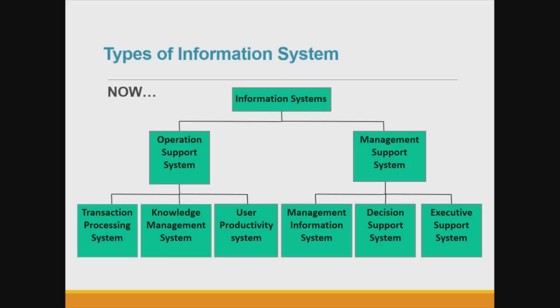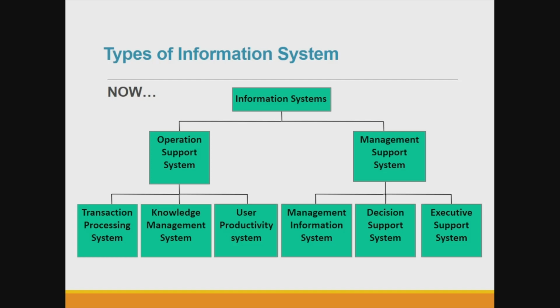Okay, how about the current part? The previous slide referred to the traditional part. So now we talk about the current situation. We have the information system, and we have two parts: operation support system and management support system. Operation is more on the business operation, management is more on decision making, controlling, monitoring, and strategic planning.